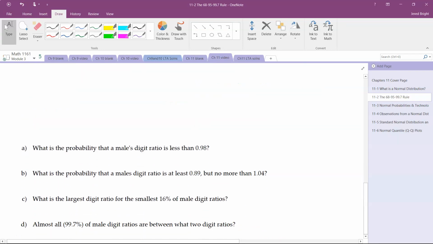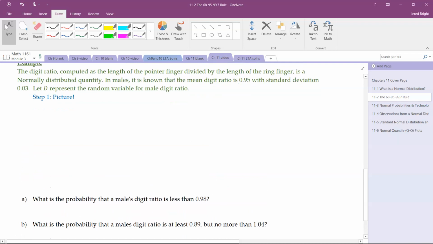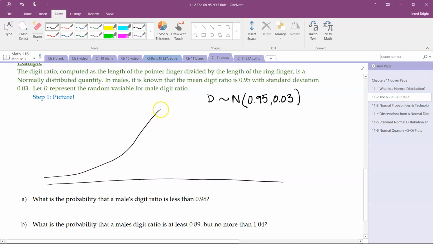Before you tackle the question, what I always recommend is take the information and represent it in picture form. So we know that D follows a normal distribution, using our language, normal distribution with mean 0.95 and standard deviation 0.03. So now what I'm going to do is make a normal curve.